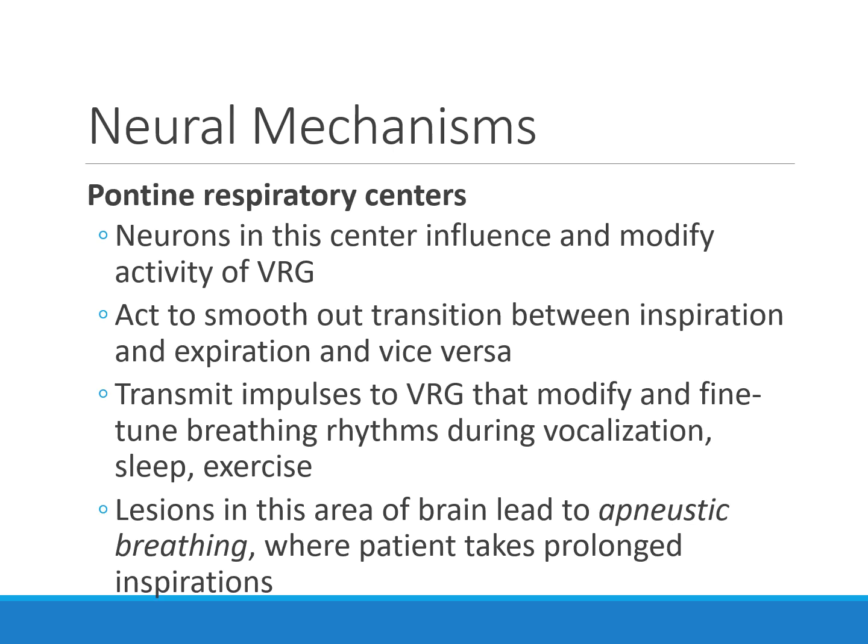Then you have a pontine respiratory center, in the pons. Neurons in this center influence and modify the activity of the ventral respiratory group, or the VRG, and act to smooth out the transition between inspiration and expiration and vice versa. So you're breathing in and out, and it's nice and flowing back and forth. This transmits impulses to the VRG that modify and fine-tune your breathing rhythms when you're talking, sleeping, or exercising. Lesions in this area lead to apneustic breathing, where the patient takes prolonged inspirations.